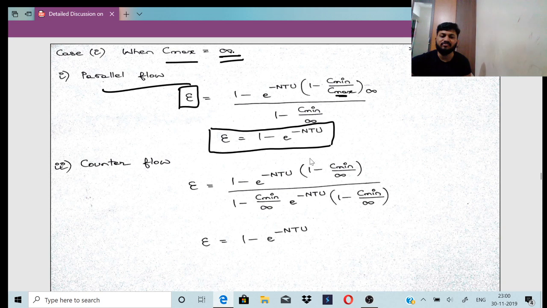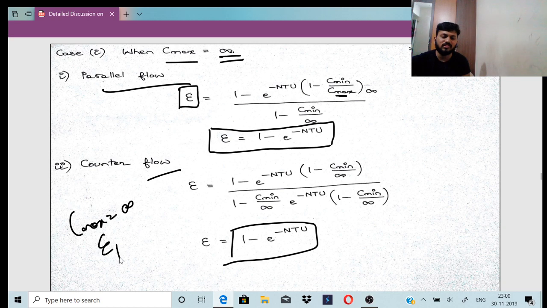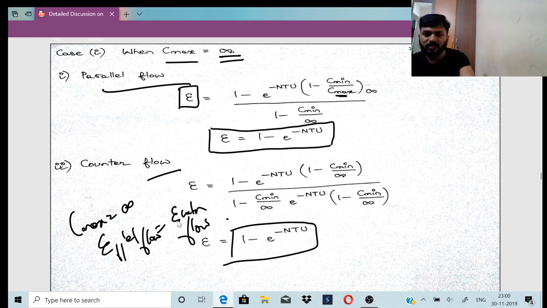Similarly, when C max is infinity in counterflow, wherever you put C max as infinity, you will get the same answer again. So when C max is equal to infinity, the effectiveness of a parallel flow and the effectiveness of a counter flow will be the same, that is, will be equal.